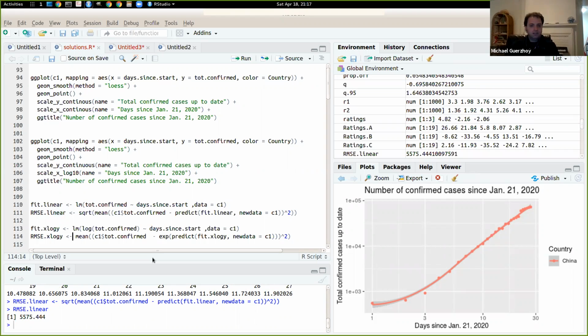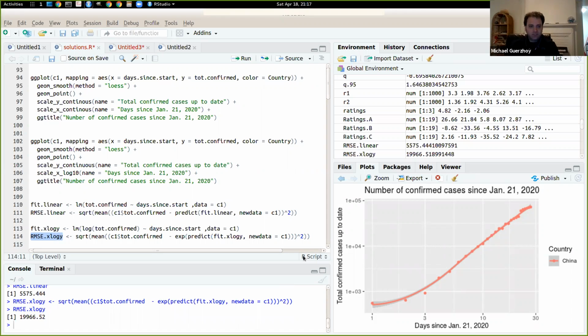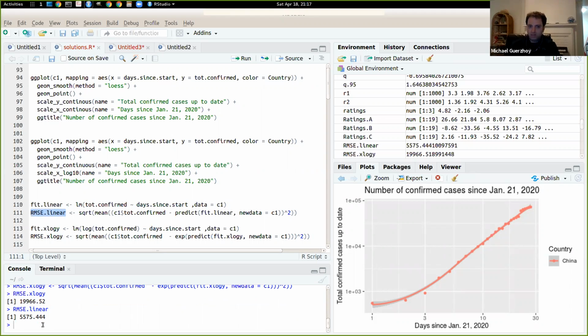So, okay, RMSE x log y is going to be square root of this. Because here again, we predicted on new data C1, but we predicted the log of total confirmed. So to get back to total confirmed, we did exp of that. So that's going to be like this. And the RMSE turns out to be this much, so 19,000, whereas this was 5,000.